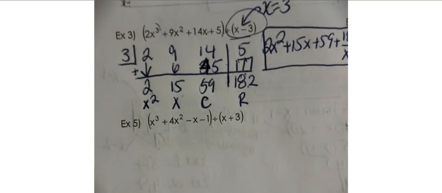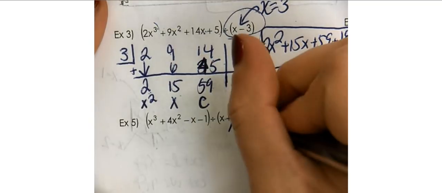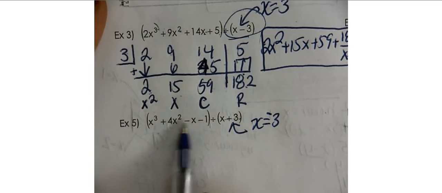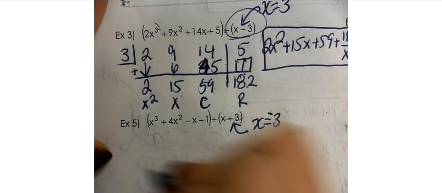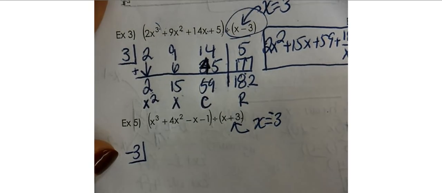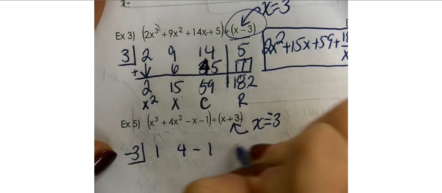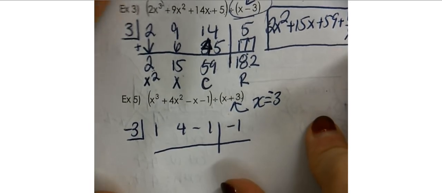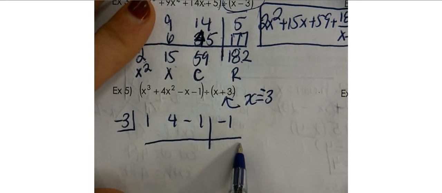All right, let's go ahead and check your answer. I'm going to look at example number 5. Let me make sure that it's clear for you. Here we go. The first thing that we have in this problem is x plus 3. We're going to be using x is equal to -3. And I need to make sure that every degree is represented. I have a 3, 2, 1, 0, so we're good to go. And I'm going to put -3 inside of the little box. And I'm going to write 1, 4, -1, and -1. Putting a vertical line in between -1 and -1. And a horizontal line going straight across.